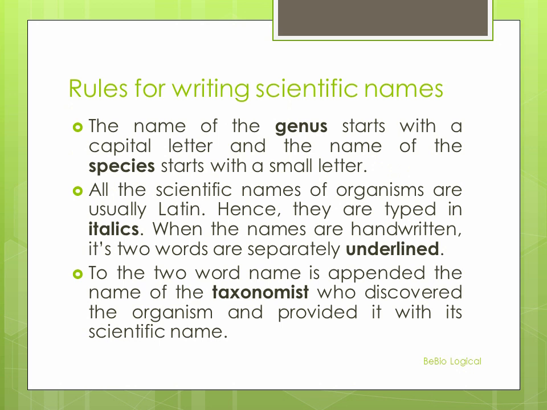The generic name is written first. It is followed by the specific epithet and then the name of the discoverer in full or in abbreviation. The name of the genus starts with a capital letter and the name of the species starts and follows with small letters. All the scientific names of organisms are usually Latin, hence they are typed in italics. When the names are handwritten, its two words are separately underlined.